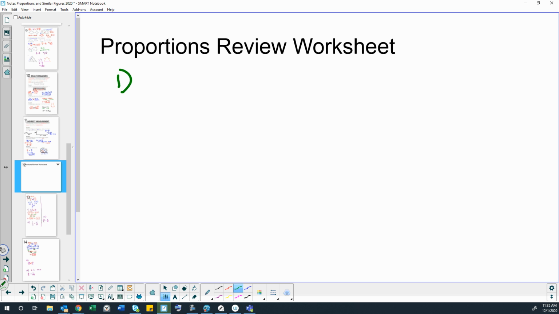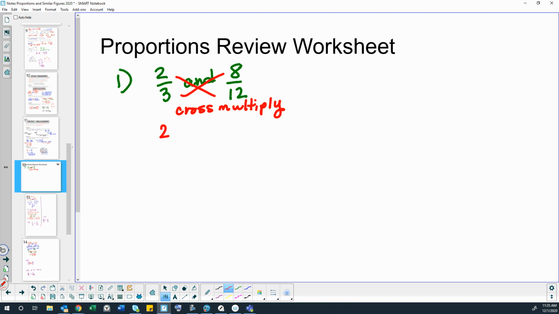So, questions 1 through 4, you are figuring out if fractions are proportions or not. So we have 2/3 and 8/12. And in order to figure out if those are proportions, we're going to cross multiply. Okay, so we're going to cross multiply. And when we cross multiply, we discover that on one side we get a 24. We have 2 times 12, which is 24.